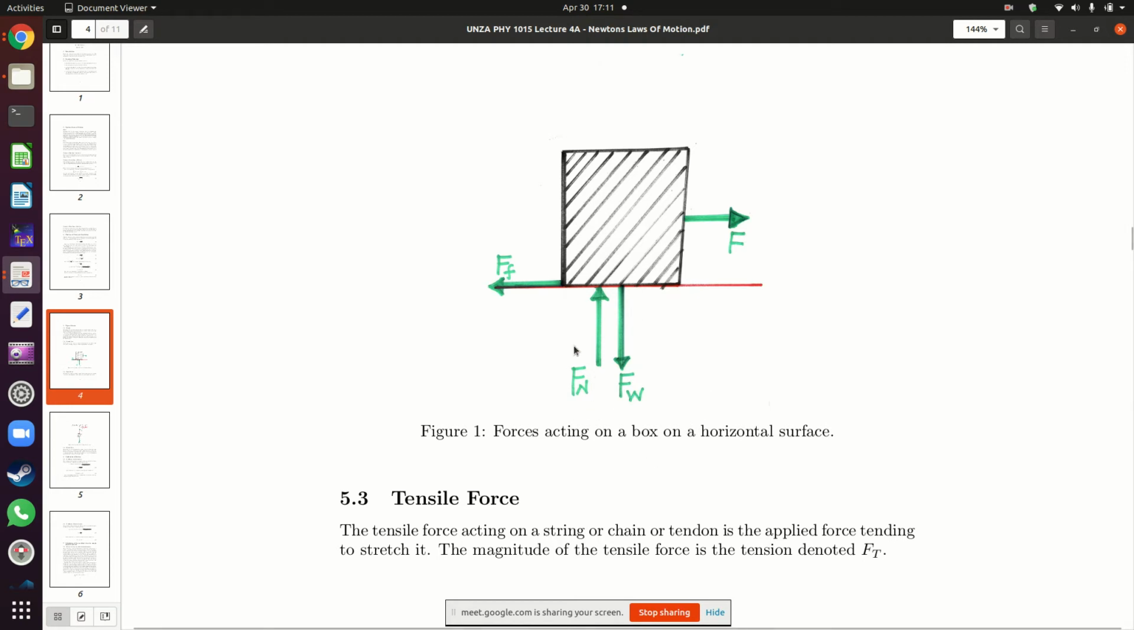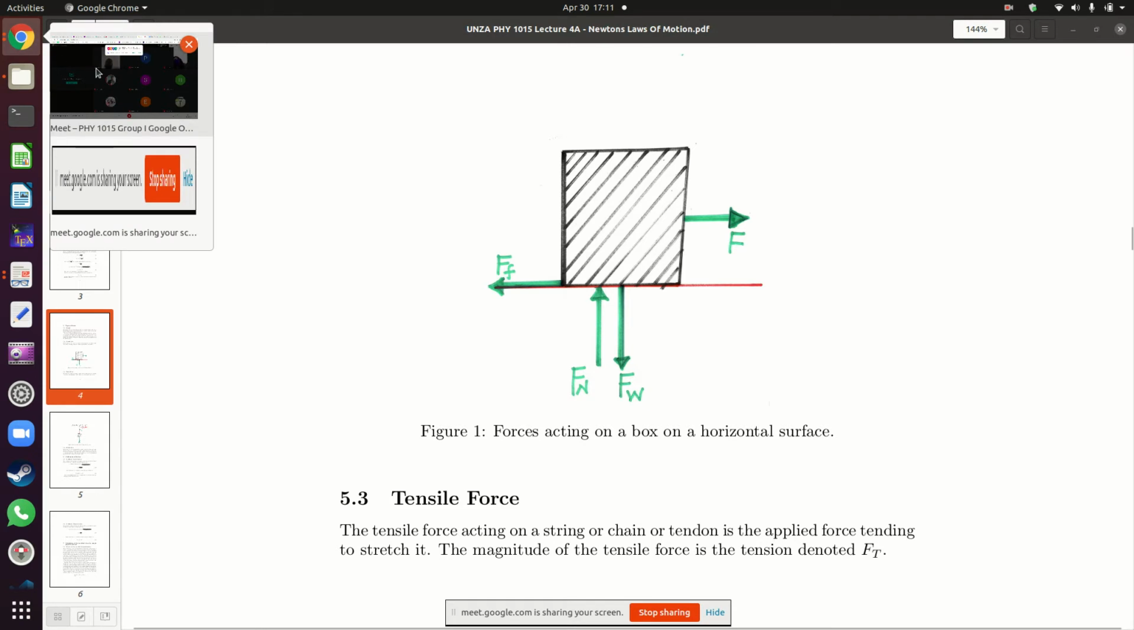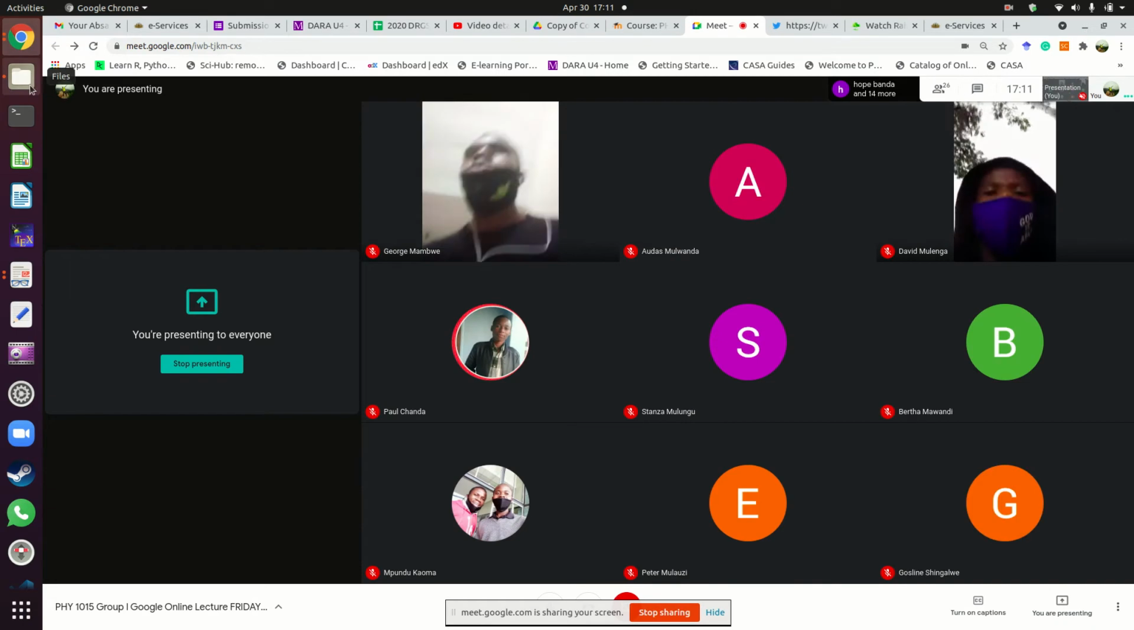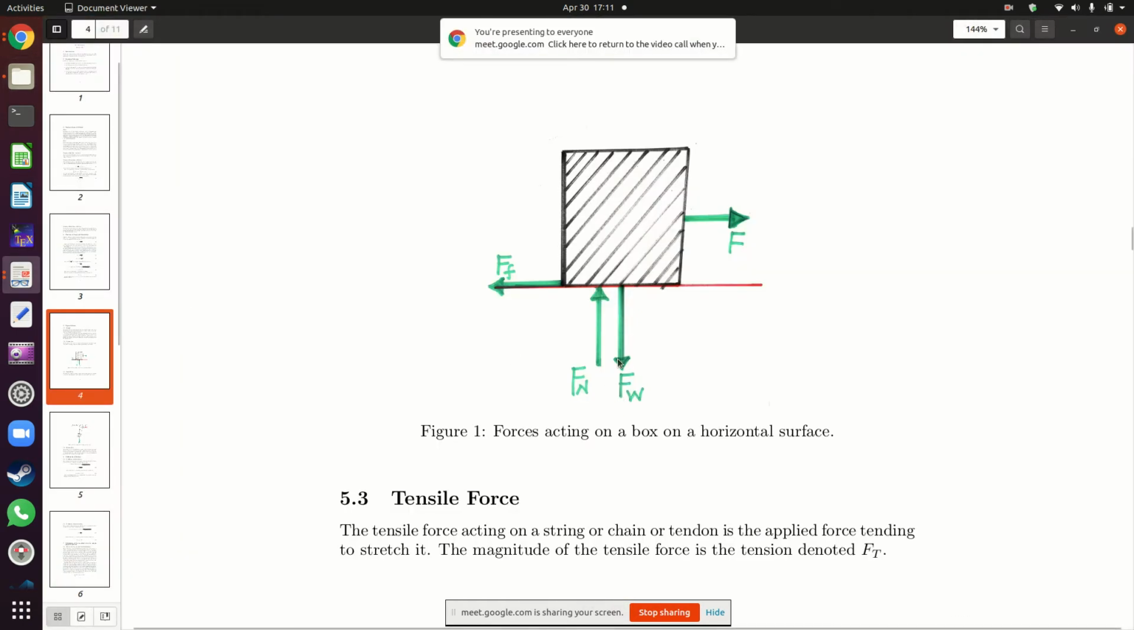So any force pointing above the surface, in the positive y direction, will be treated as a positive force, and the other force, which is pointing in the negative y direction, which is the weight of the box here, Fw, is what is going to be treated as a negative force. So we have the normal force, which is the reaction of the box to the weight. That is what we are taking as a positive force. Then we are choosing the weight, which is pointing down in the negative y direction, to be a negative force.